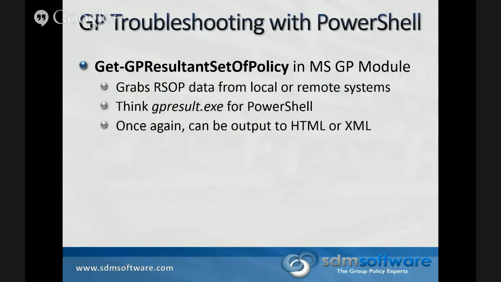Get-GPResultantSetOfPolicy. So there's a cmdlet that lets you do RSOP or gpresult using PowerShell. And it can grab that RSOP data from either a local or remote system. It's just like gpresult, except again, you're getting more structured objects rather than a bunch of text using PowerShell. So for example, just drop out of here.